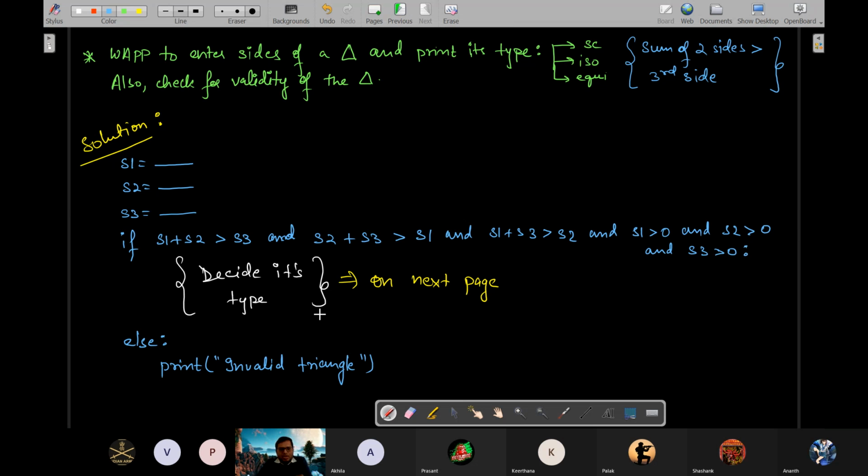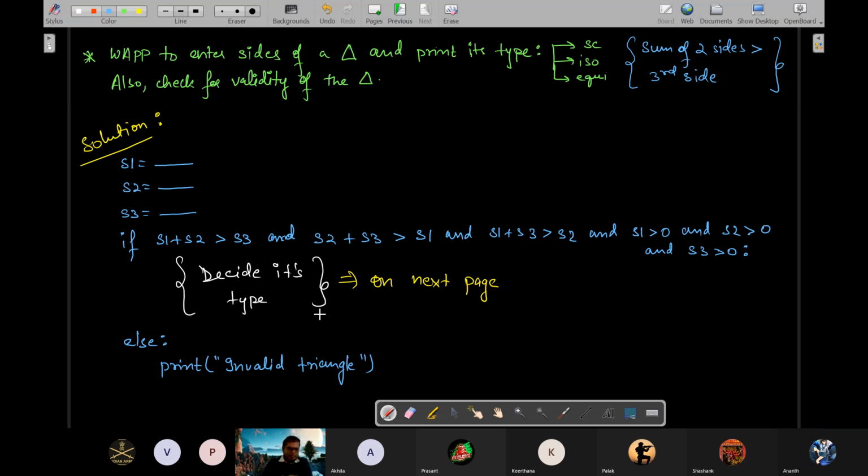ठीक है. So not only these three conditions should be true, but at the same time, therefore we are writing and, मतलब कि and at the same time साथ में वो hold करना है. At the same time, S1 should also be greater than 0, S2 should also be greater than 0, and S3 should also be greater than 0. Is it making sense? बताइए, फिर आगे बढ़ते हैं. Okay. देखो, are we clear here?